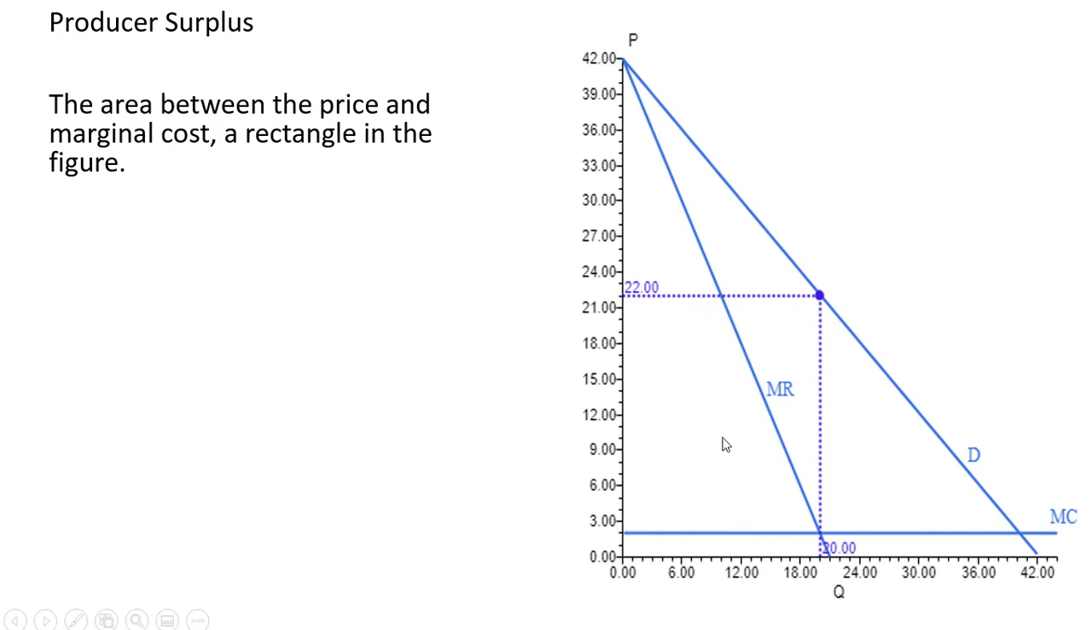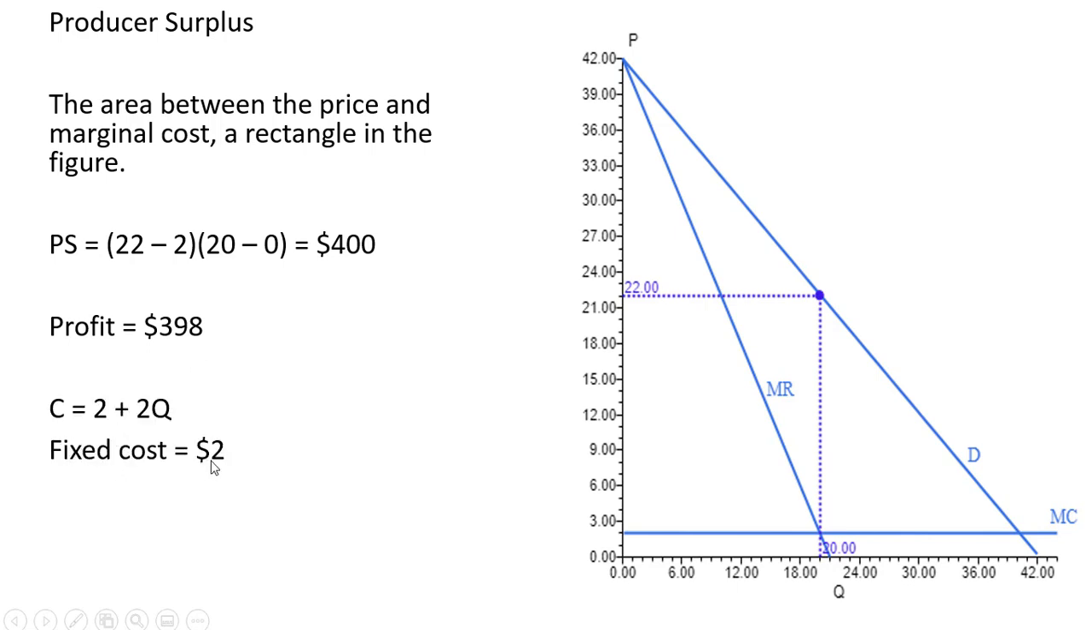So we have the area of a rectangle. I'm going to calculate the area of this rectangle, width times length. One of the dimensions of this rectangle is 22 minus 2. The other dimension is 20 minus 0, and we have producer surplus of $400. Profit is $398. That's what we found earlier.